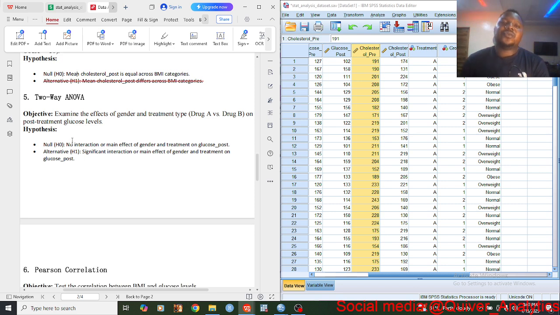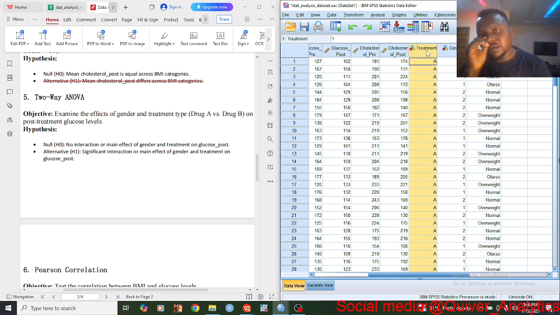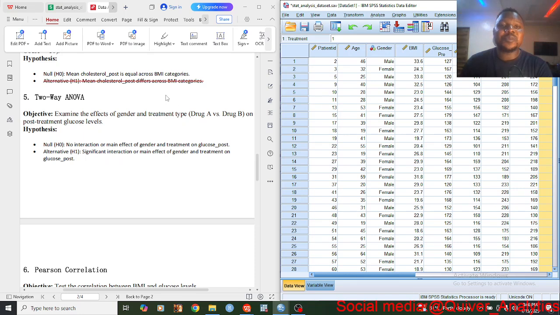Now, two-way ANOVA. For one-way ANOVA, we had just one categorical variable, but for two-way, we have two independent variables acting on something, predicting something. Let's examine the effect of gender and treatments, drug A versus B, on post-treatment glucose level. We are looking at two categorical variables, irrespective of their levels, as long as we have two categorical variables.